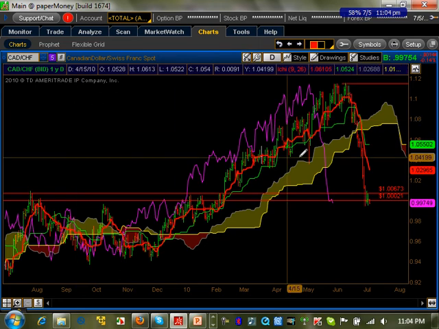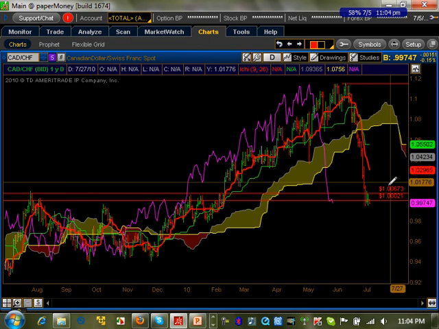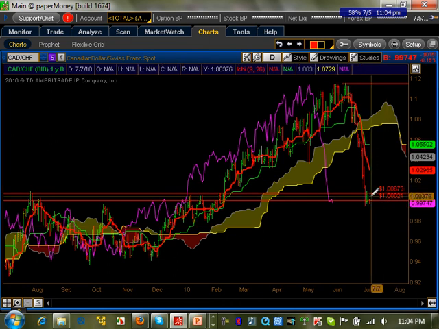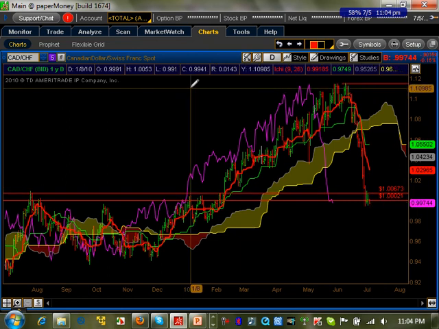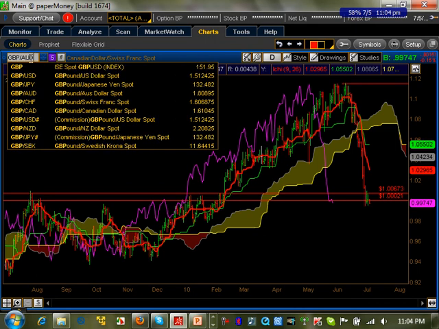scenarios where it's going to go back and at least reach the Tenkan-sen. Right now, it doesn't look like it's going to break up yet, but I definitely look at breakout strategies for counter trend moves. The last one we're going to quickly go through is pound Australian.